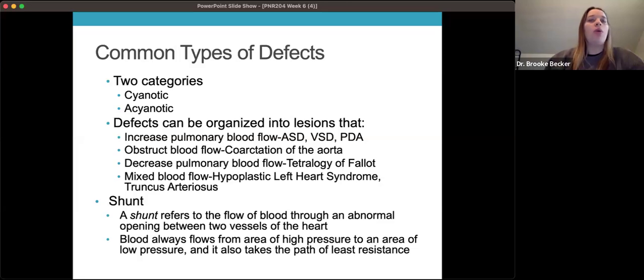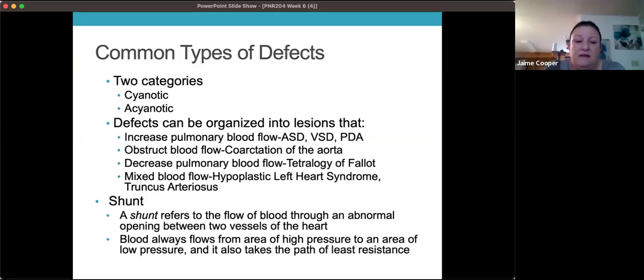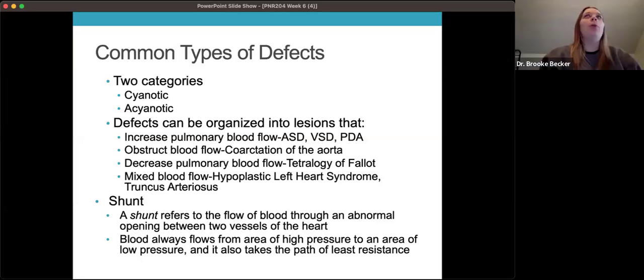Blood will always go from a high pressure area to a low pressure area. So which side of the heart usually has high pressure? Where's the highest pressure in the heart, typically? Right side or left side? Left. Yes. Why? Because that's what's pushing it to the body, right?